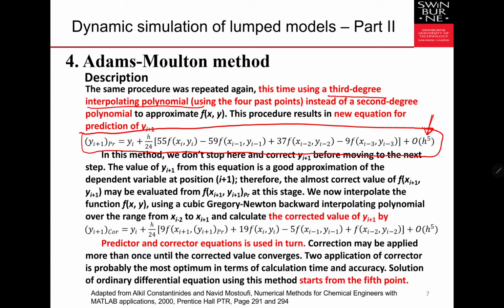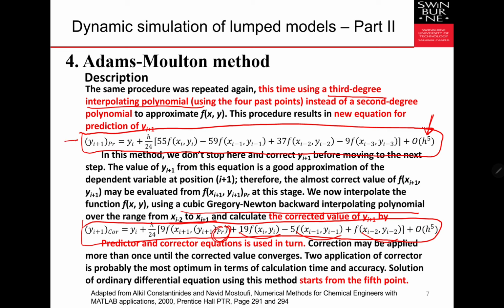Okay, we don't just stop in here. We can interpolate the function of x, y using a cubic Gregory-Newton backward interpolating polynomial from xi minus 2 to xi plus 1, and using this term we can correct the value that we get from the predictor using the 1, 2, and 3 values in here. Okay, the predictor equation in here is used in turn with this corrector.